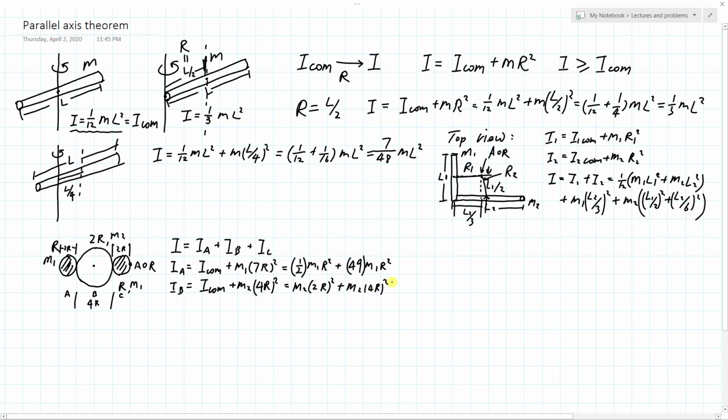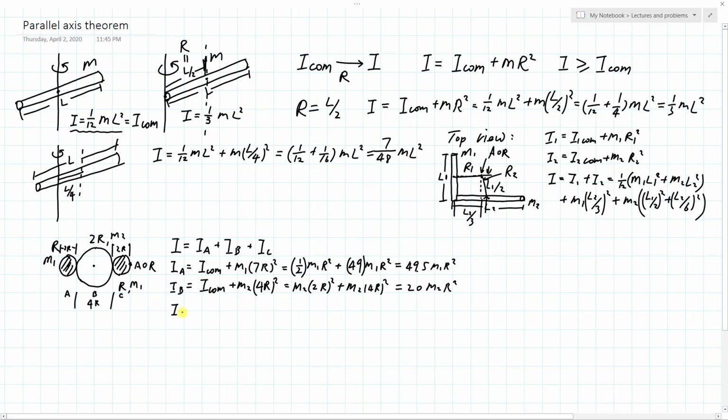As you can see, it still is more important to be further away from the axis of rotation than to have your own extent of 2r. Right, so you can add these together. So 4 plus 16 is 20 m2 r squared.